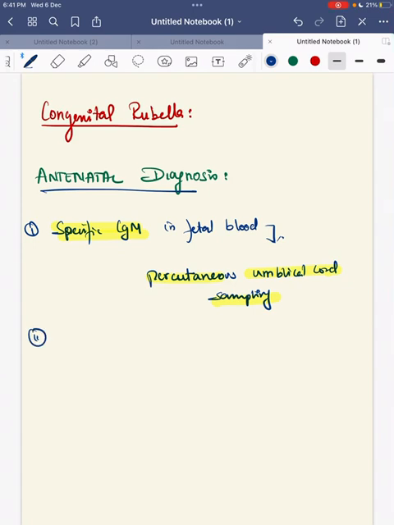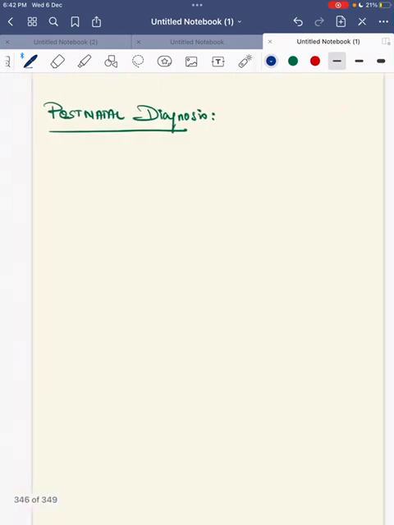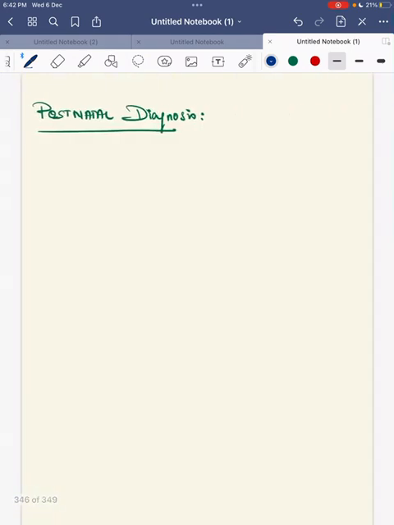Next, the second investigation is direct detection of rubella antigen and RNA through chorionic villus sampling. So these are the two ways by which you do an antenatal diagnosis. Next, in postnatal, the diagnosis is made by either one of the following.